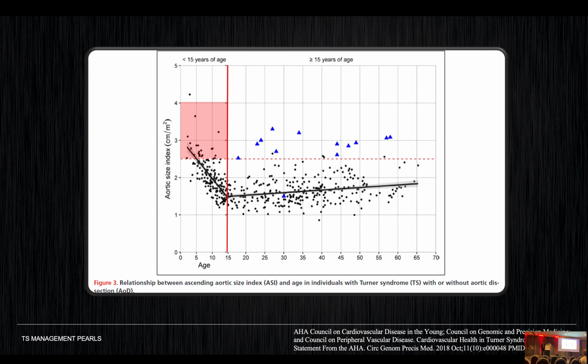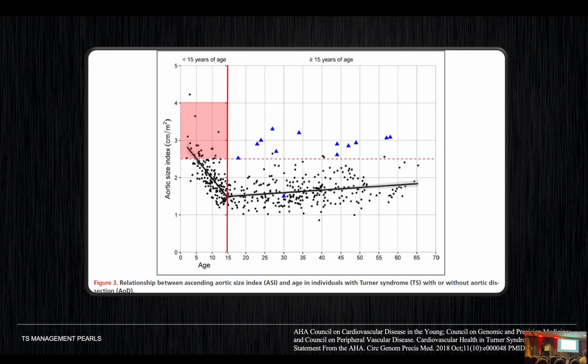Of all the patients with aortic dissection, not one happened under the age of 15 years. But if you notice here, under the age of 15, there are approximately 22 patients in that red square that have an ASI greater than 2.5.